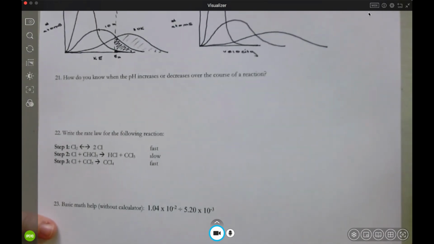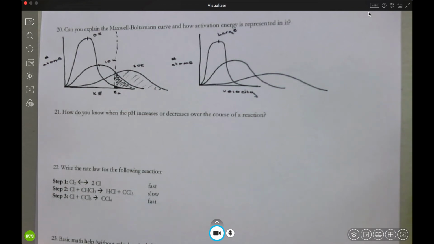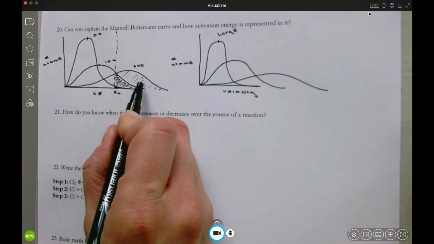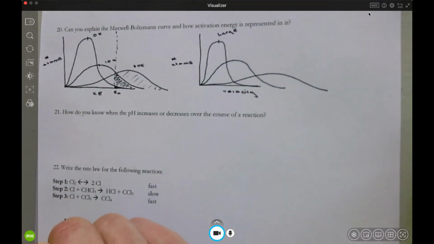Okay. Number 21. Oh, and sorry, it was a little bit blurred, but there's all of your work right there. Okay, so you can see fewer particles, more particles, even more particles as your temperature increases. So just get comfortable drawing those. How do you know when the pH increases or decreases over the course of a reaction?